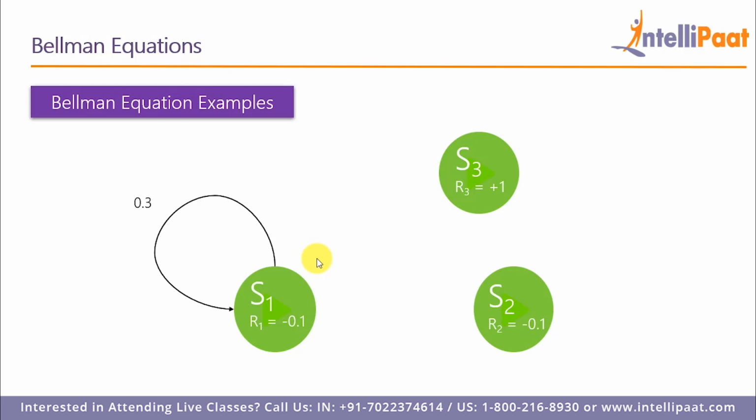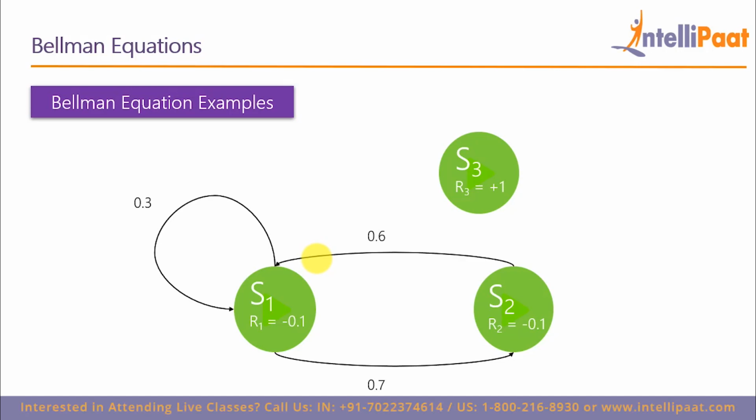So if you transition from state S1 to S1, the probability of transitioning is 0.3 and the reward that it will give you is minus 0.1. And if you transition from state S1 to S2, the probability of transitioning is 0.7 and the reward that you will get is minus 0.1. And if you are in state S2 and you transition to state S1, the probability of transitioning is 0.6 and you will get a reward of minus 0.1.